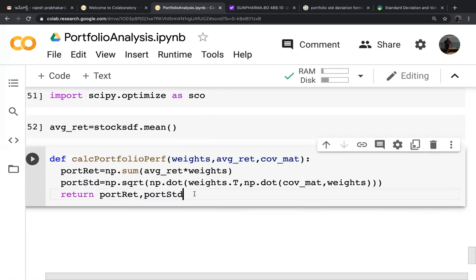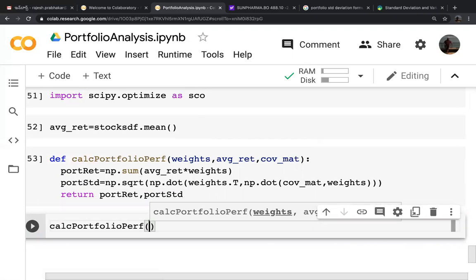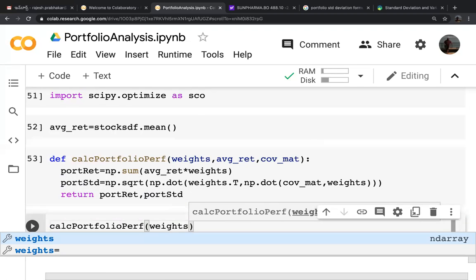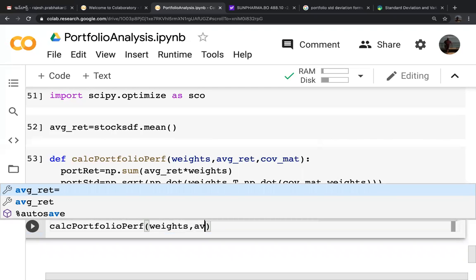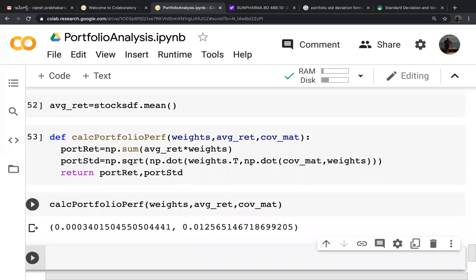Portfolio performance is based on the weight of each asset, the average return of the asset, and the covariance matrix of the assets. We have created a function called calculate portfolio performance. You can use it directly: calculate portfolio performance with weight, average return, covariance matrix. We got the same output as earlier. Whatever we got earlier, we are putting into a function so that we can use it easily in the future.